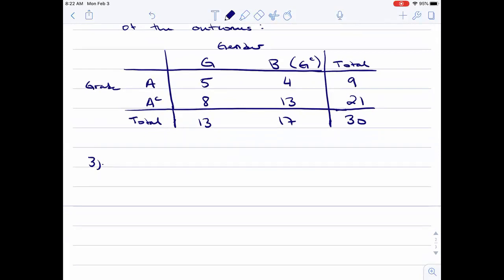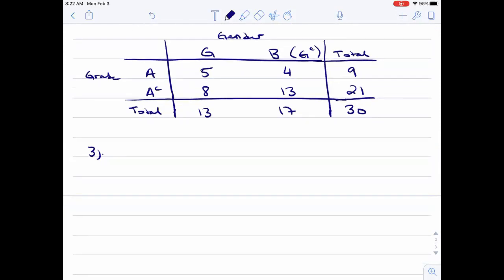I have to choose a girl who got an A on the test, and so that's the 5, right? And so I want the probability of choosing a girl and they got an A, right? If I have to convert it to probability notation, right? So then we have 5 out of 30.